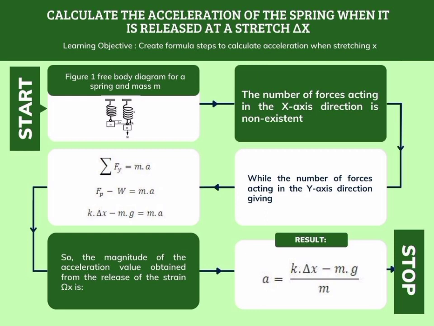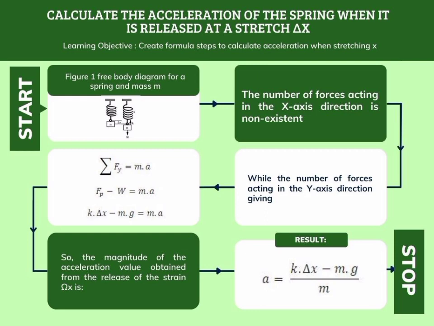the mass of m. The next step is the sum of forces acting in the x-axis direction is non-existent. Then, the sum of forces acting in the y-axis direction gives this formula. Sigma Fy equal to mass times acceleration, Fp minus W equal to mass times acceleration, and k delta x minus m times g equal to mass times acceleration.